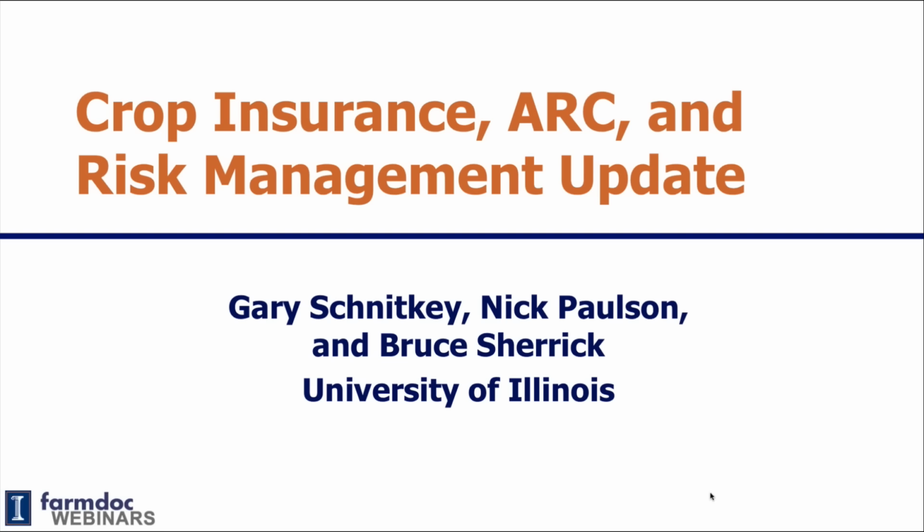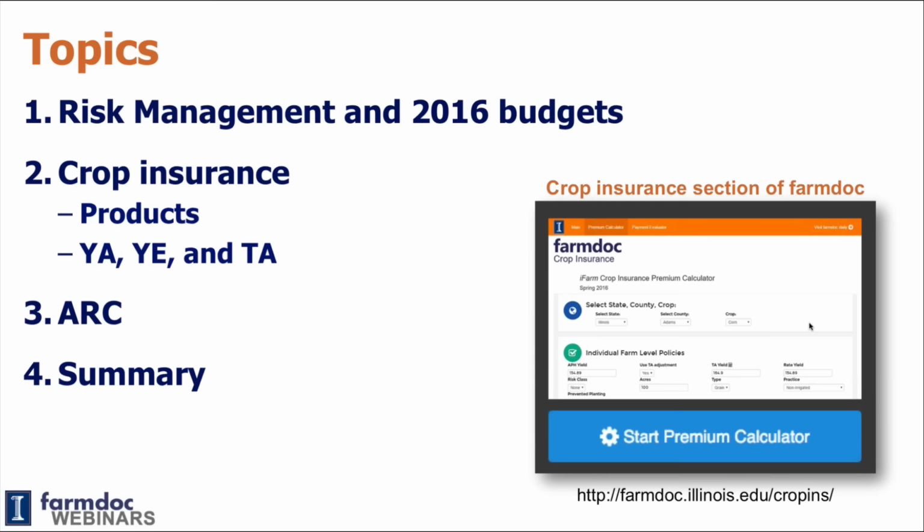Here is our outline for today. We're going to first talk a little bit about risk management and where we're at in 2016 as far as budgets. Then we're going to talk about crop insurance. Essentially, if you're a corn and soybean farmer in the Midwest, you'll likely want to take 80 to 85% coverage level. If you're in the heart of the Corn Belt, maybe going down to 75%. Probably looking at RP or RP with exclusion.